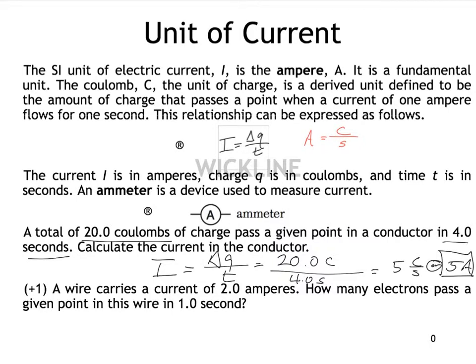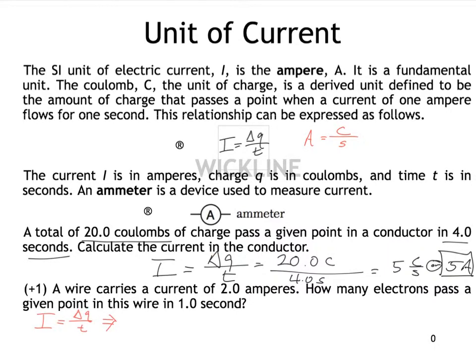I'm going to let you guys do this one, and then I'll come back and explain. But first, solve. A wire carries a current of 2 amps. How many electrons pass a given point in this wire in 1 second? Special note, they want to know electrons, and when you use the equation, what you'll actually solve for first is coulombs. So you'll need to do a conversion at the end to convert the coulombs into a number of electrons. But first, solve for this.